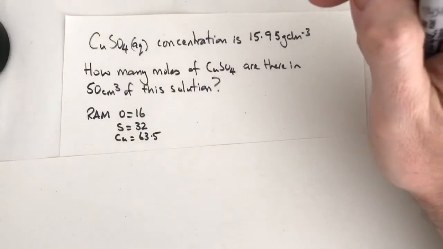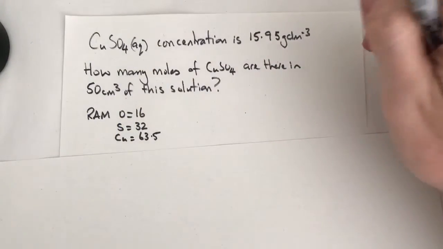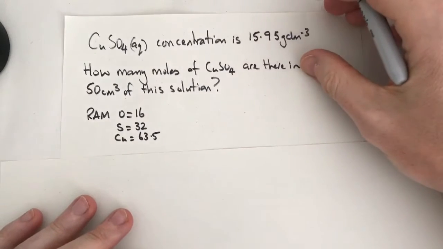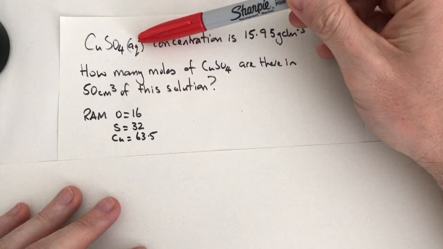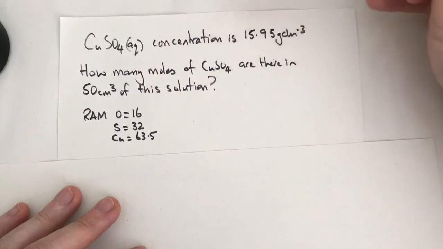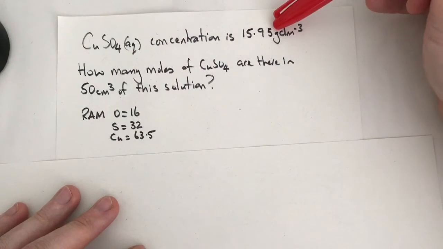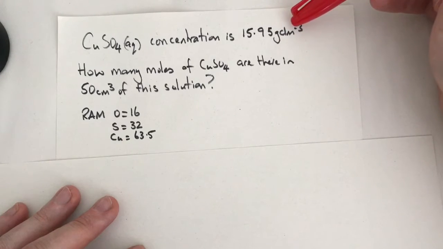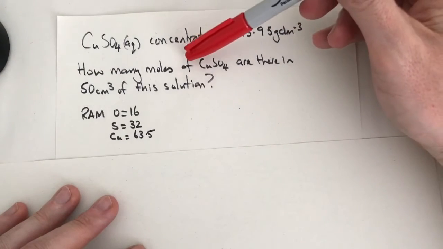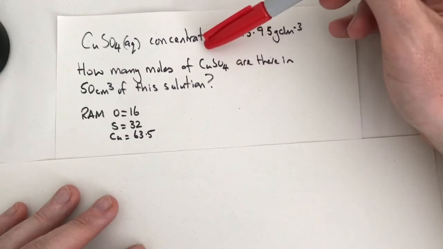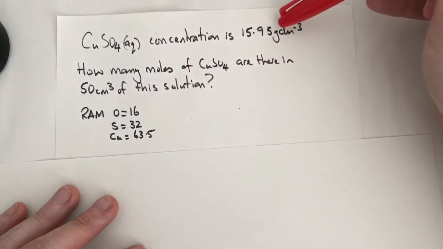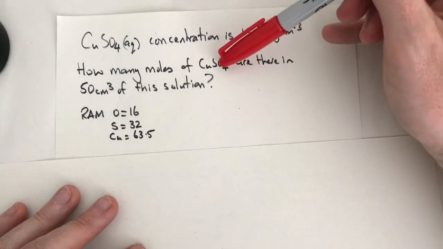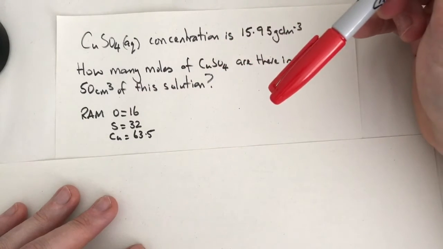Okay, in this question, we're being asked to do two things. Let's go through the question and I'll show you the two things we need to do. The question is telling me that we have a solution of copper sulfate and its concentration is 15.95 grams per decimeter cubed. The question asks me to find out how many moles there are in 50 centimeters cubed. So if we take 50 centimeters cubed of this, how many moles of copper sulfate will there be?